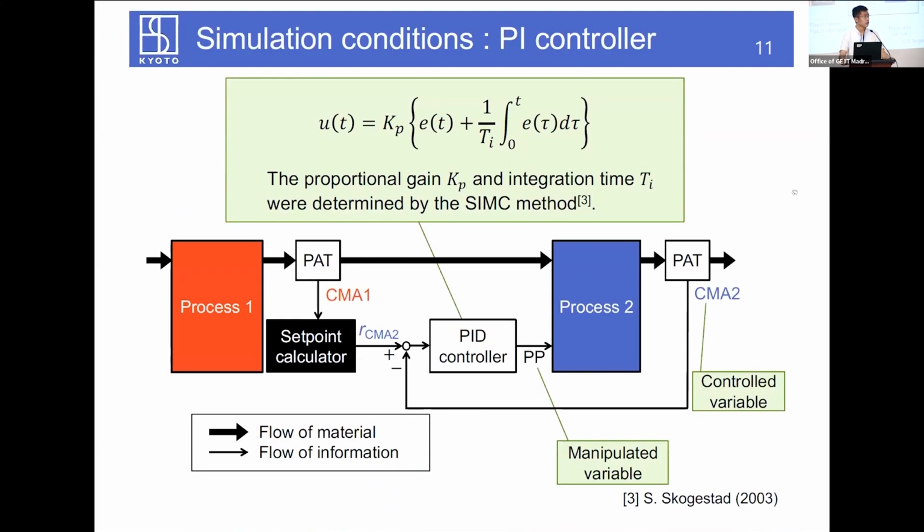I will explain the PI controller used in the simulation. In this study, the CMA of the downstream process is controlled according to the variation of upstream CMA. In this simulation, process 2 is controlled by a PI controller with PP as the operating variable, and the CMA2 as the controlled variable. The controller parameters, proportional gain Kp and integration time Ti, were determined using the SIMC method.